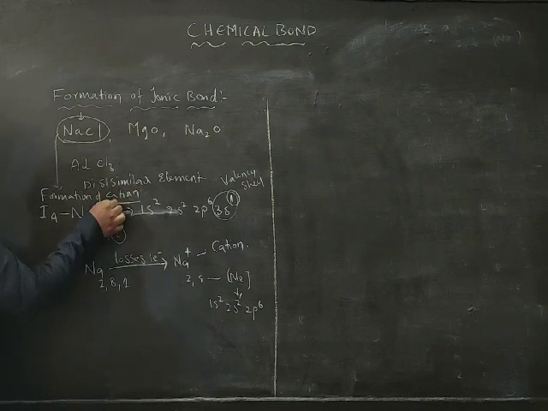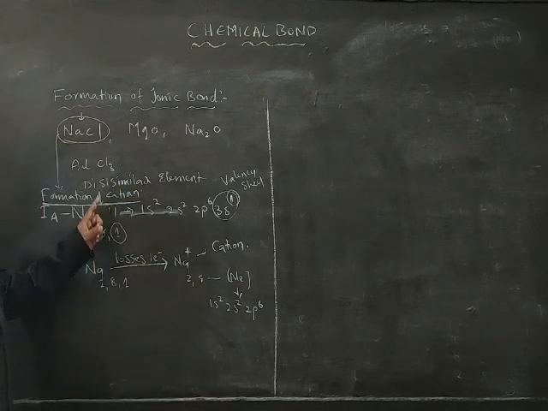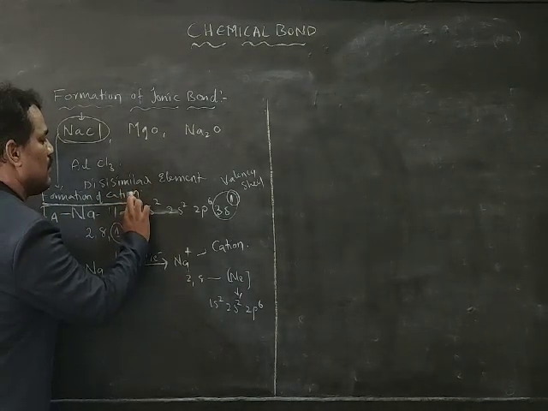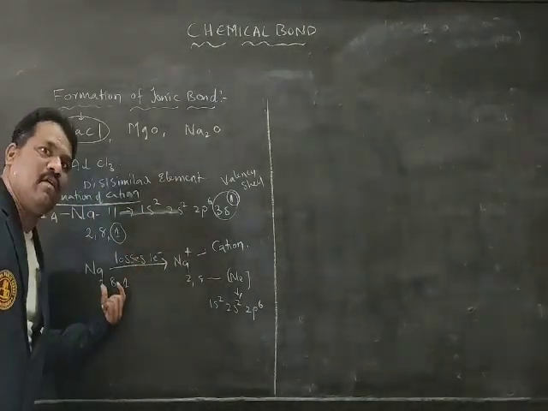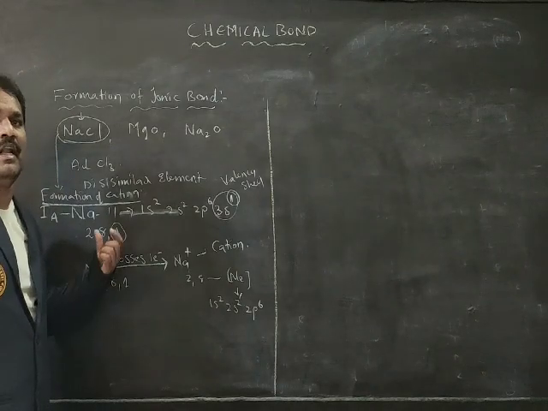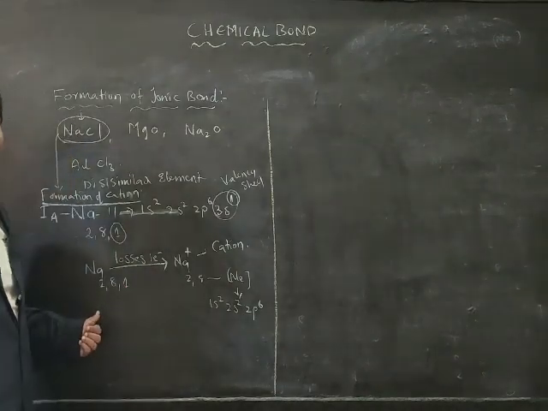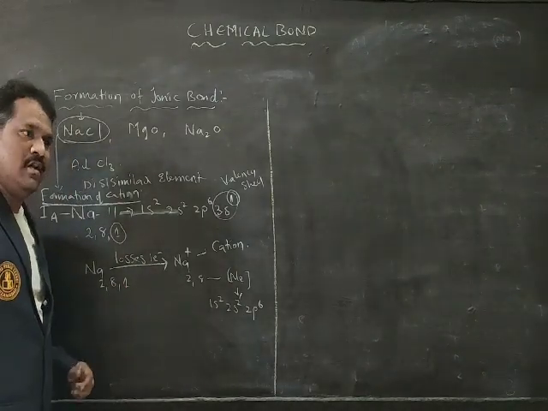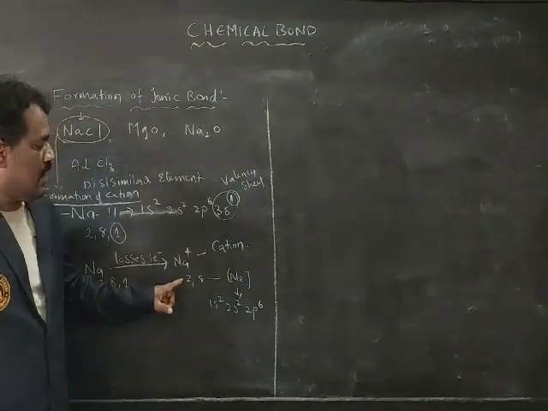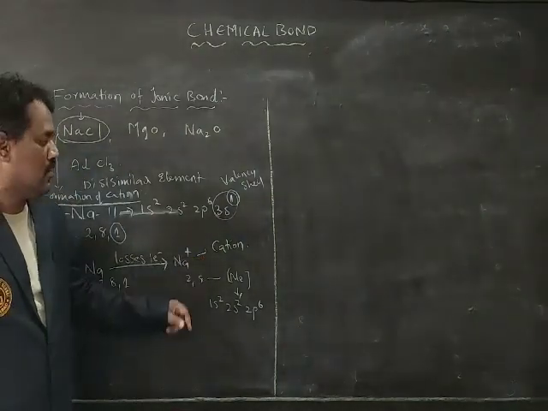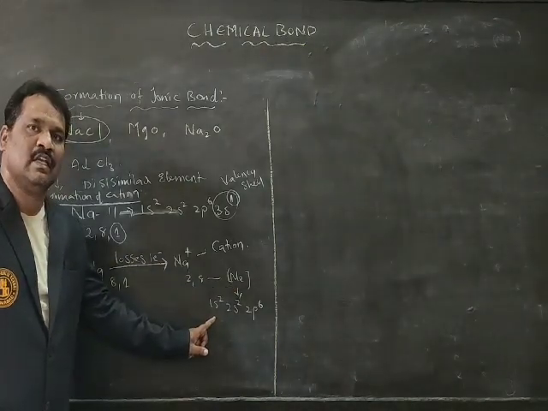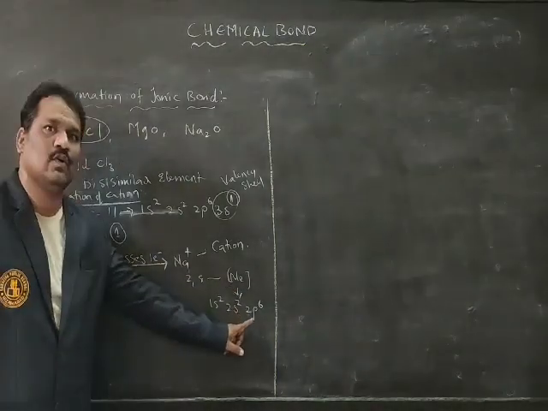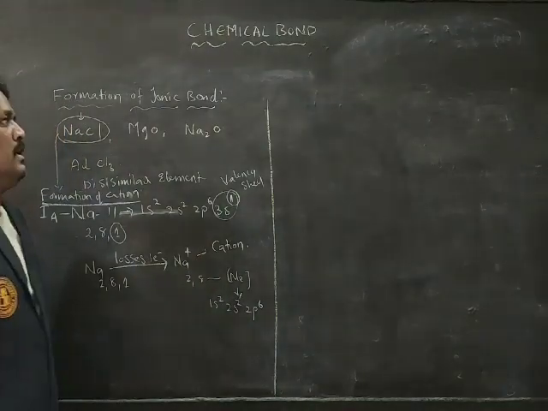As it is forming a cation, we call it formation of a cation. To form a cation, an atom of an element, here sodium as a first A group element, loses an electron and forms an Na plus ion, a cation. The electronic configuration of neon is 1s2, 2s2, 2p6.